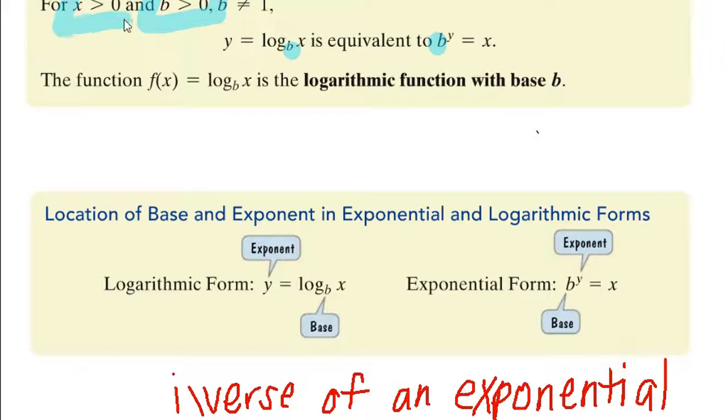And your input to a logarithm must be positive. The reason is that the output of every exponential is positive. Since the output of every exponential is positive, the input of every logarithm must be positive. The answer to a logarithm is what the exponent of the exponential would have been.